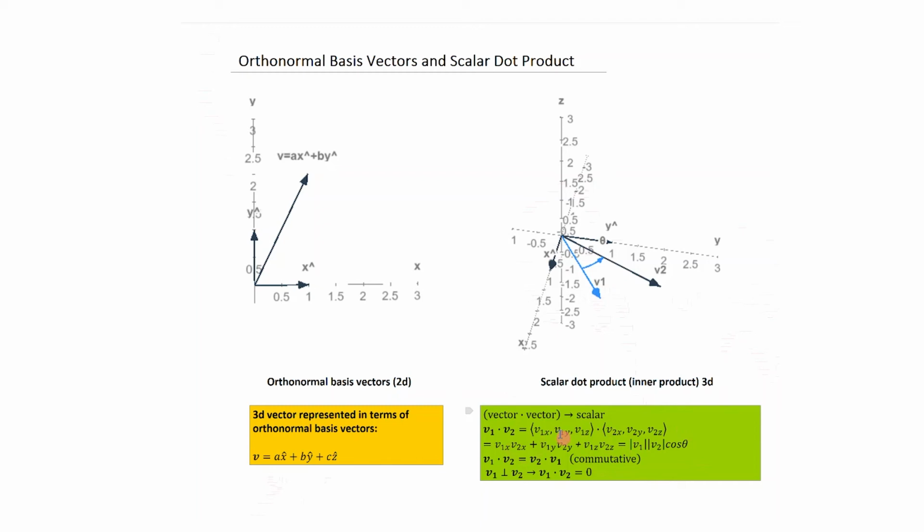You do likewise and make a product between v1y and v2y, and likewise you make a product between v1z and v2z. And you take those three products and add them together. This is the resultant, and this of course is a scalar.